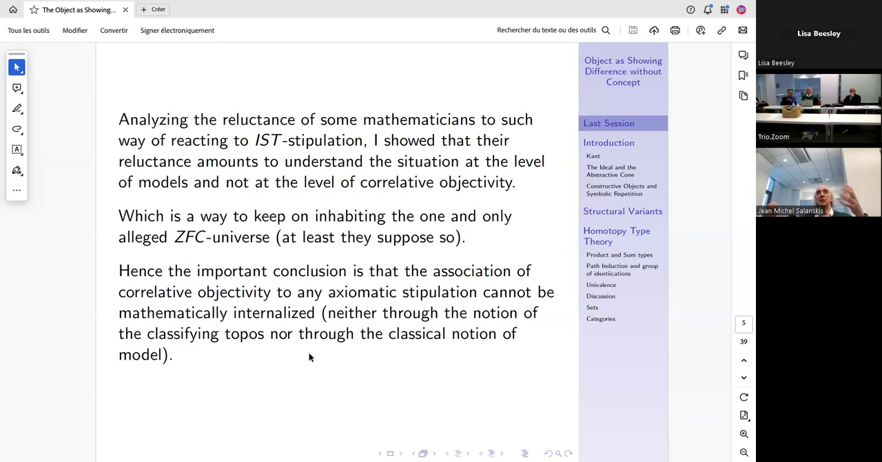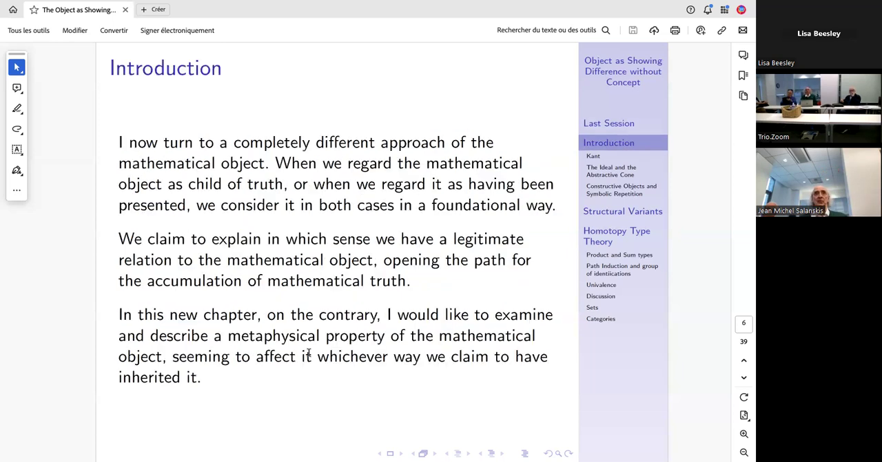Same with the classifying topos. Laurent Lafforgue thinks that the classifying topos mathematically internalizes the move from syntactic logical level to mathematical objects. So the two conceptions would be the same in that perspective.